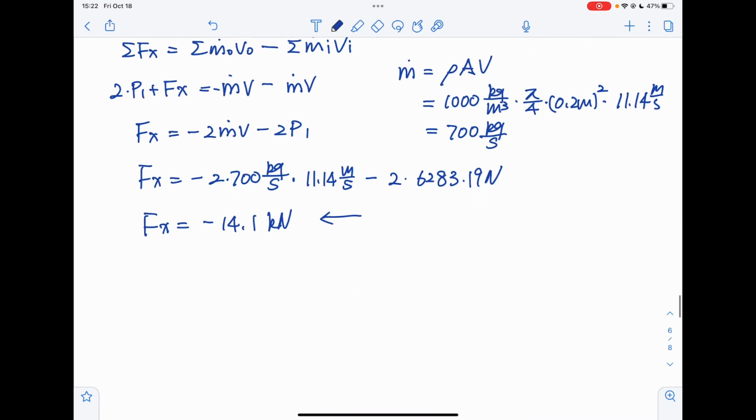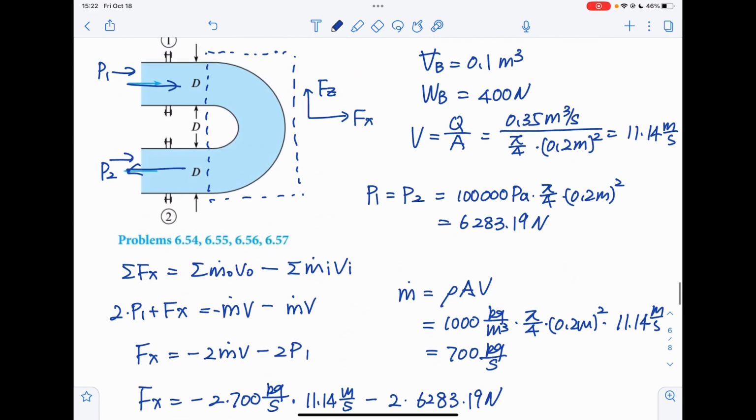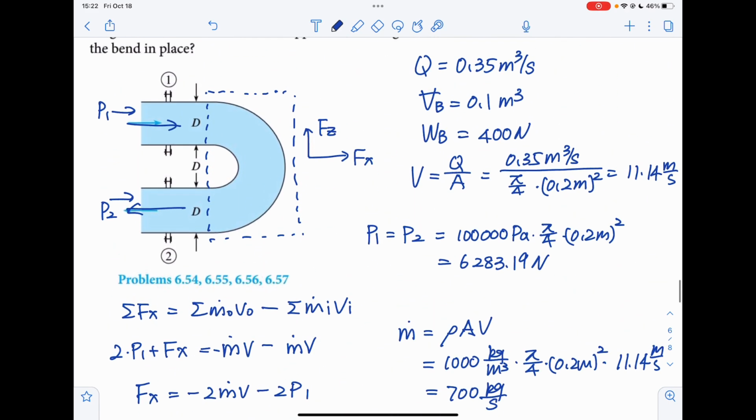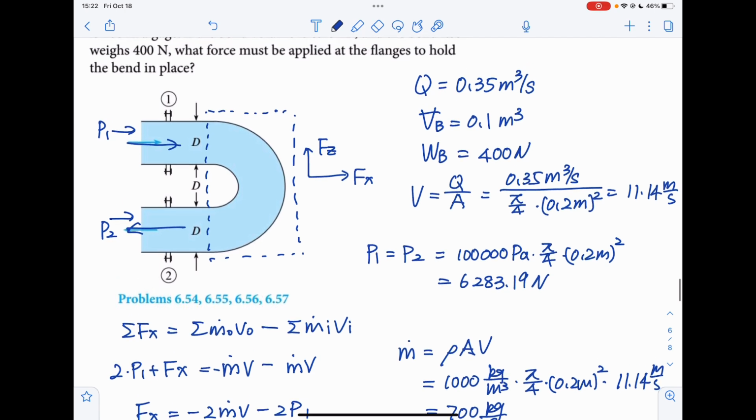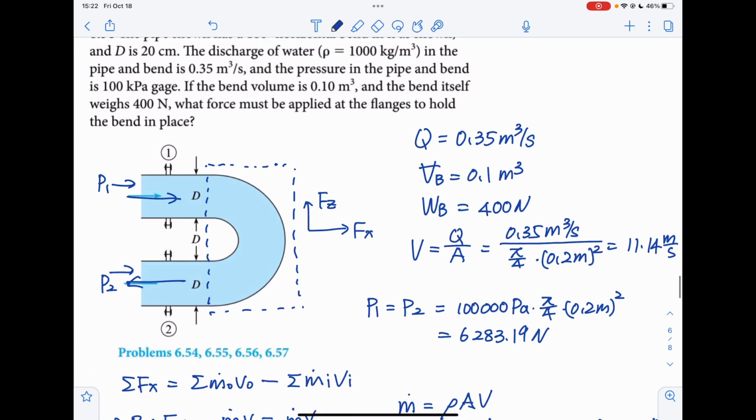For the mass flow in the z direction, we can use the same expression, but we don't have any mass flowing in and out in the control volume. The only thing we need to hold is the weight of the water and the weight of the bed.